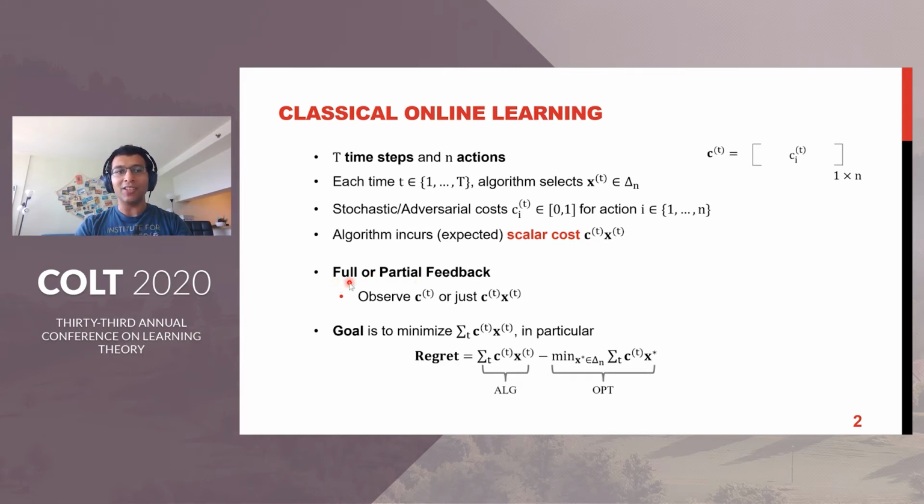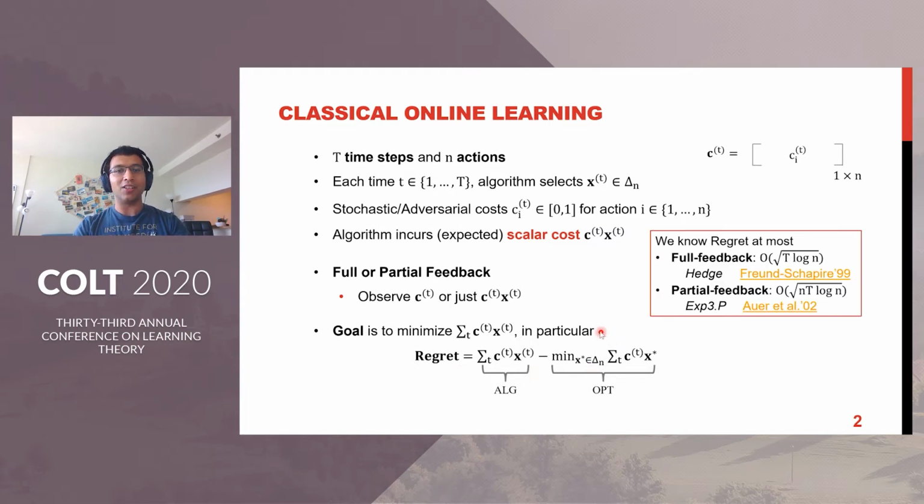And now, depending on whether we are in the full or the partial feedback model, we get to see this entire cost vector or just the cost of our action. The goal of the algorithm is to minimize its total cost. In particular, it wants to minimize its cost with respect to OPT, which is a fixed distribution over actions. So X star, this benchmark OPT, is no longer allowed to change its distribution every time step. It plays the same distribution every time step. And the question is, how well can we do compared to this? This difference is called the regret.